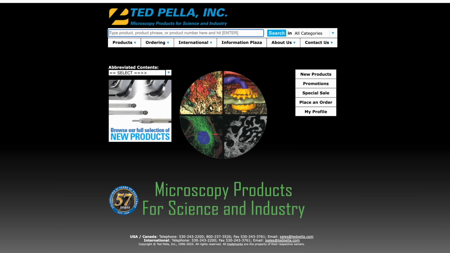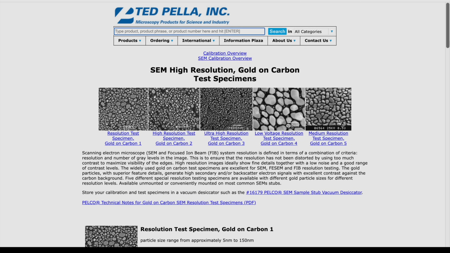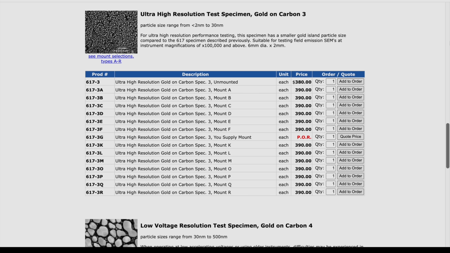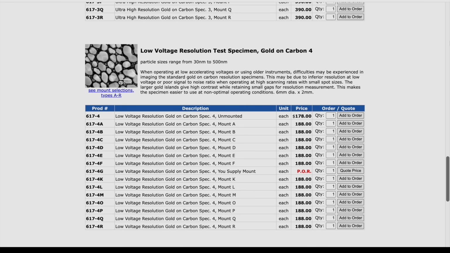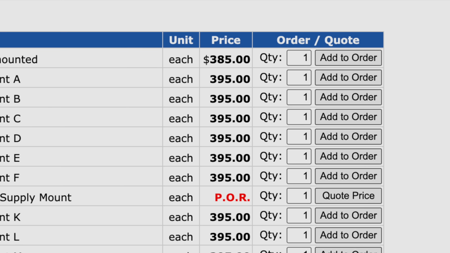Well, you can just buy them. Ted Pella, a supplier of electron microscope accessories, happens to sell exactly what we want. So the obvious question is, why don't I just buy one? Well, there are two reasons I want to make them myself. First off, as you might expect, these calibration targets are very expensive. Ted Pella charges over $200 each, which is nothing for a well-funded lab, but not exactly hobbyist-friendly pricing.